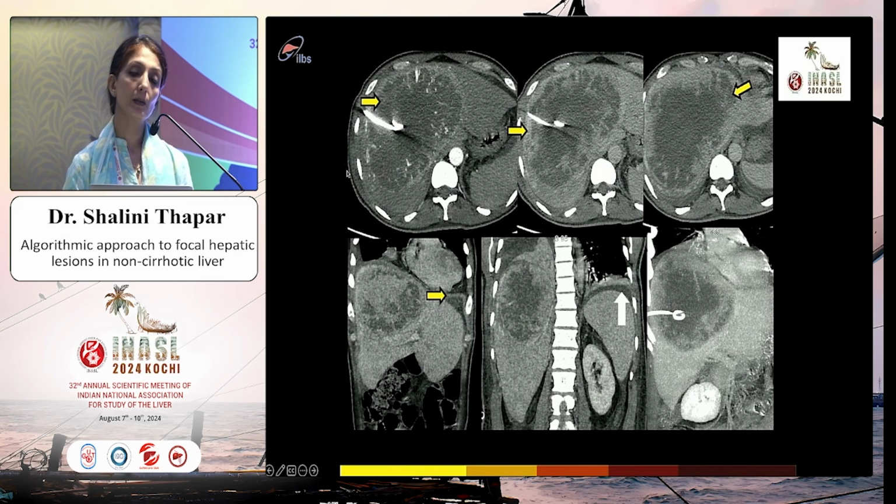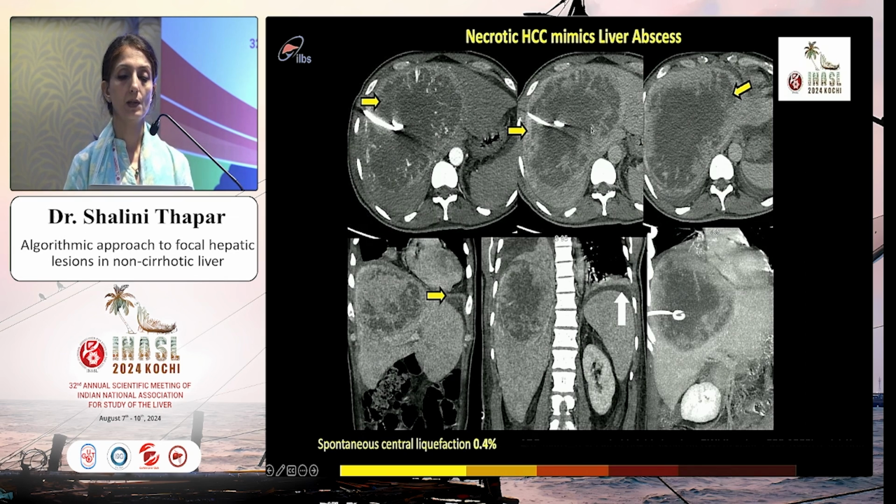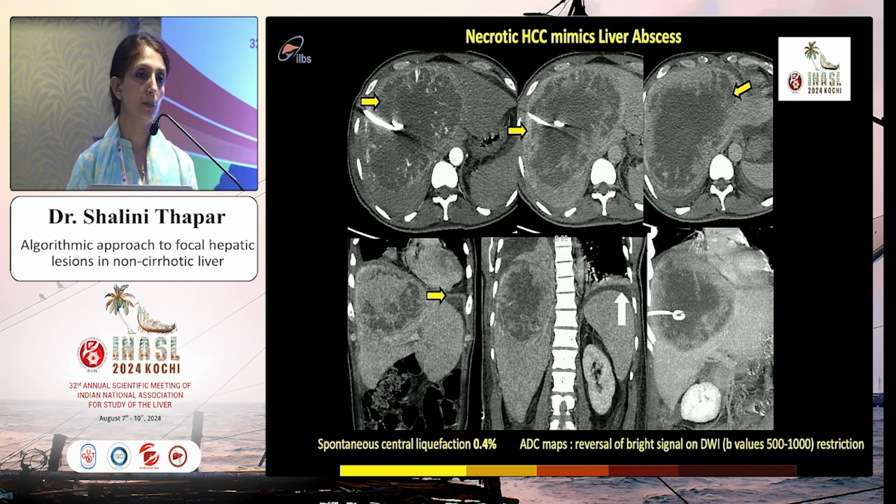What do you think this is? This patient has come to us with a PCB tip inside the lesion, thinking that this is an abscess, comes from the periphery. But I know that this is not an abscess the minute I look at it, because there is enhancement on the periphery, there is no peripheral edema in the liver, and there is a huge mass effect. I don't see the vessels, and obviously this turns out to be a necrotic NCC, which is mimicking a liver abscess.